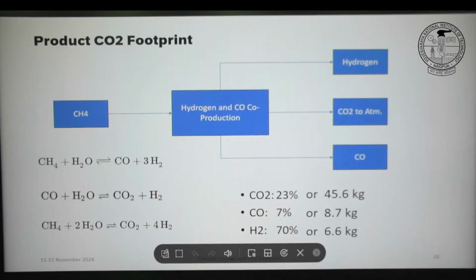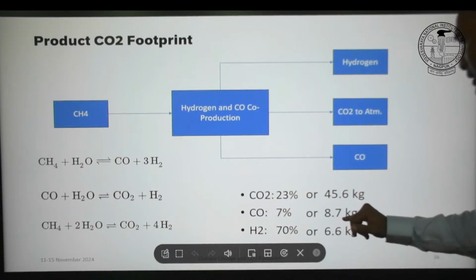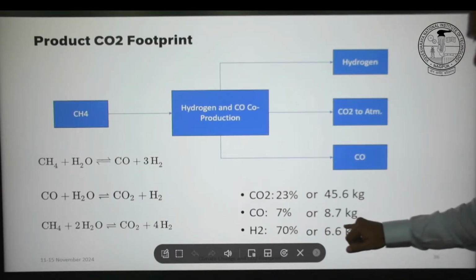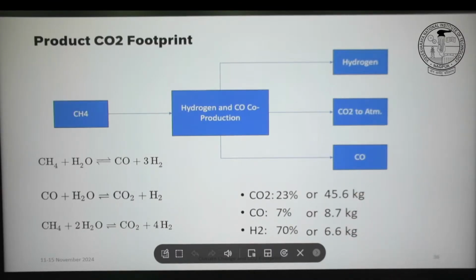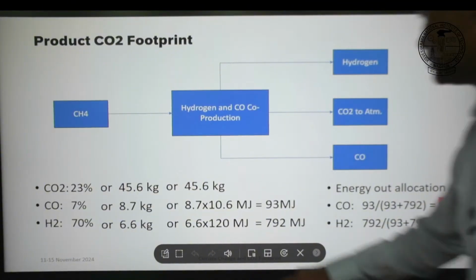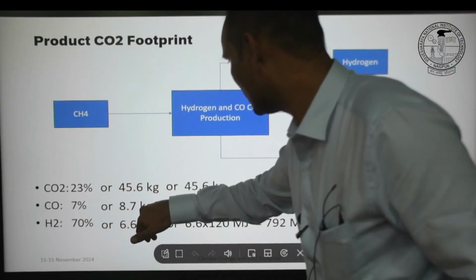Now, it was very easy to allocate your CO2 emissions if you have only one product. What I want to show here is how you allocate your CO2 if you have two products. I can go to the market and say whatever CO2 is released is with the hydrogen, or I will simply say 6.6 divided by 45.6.